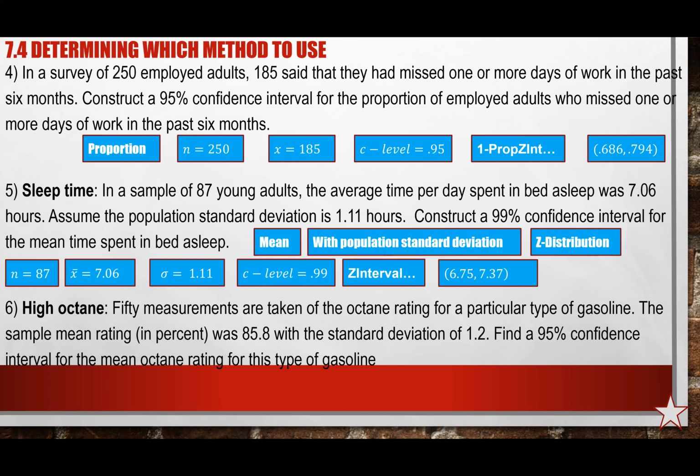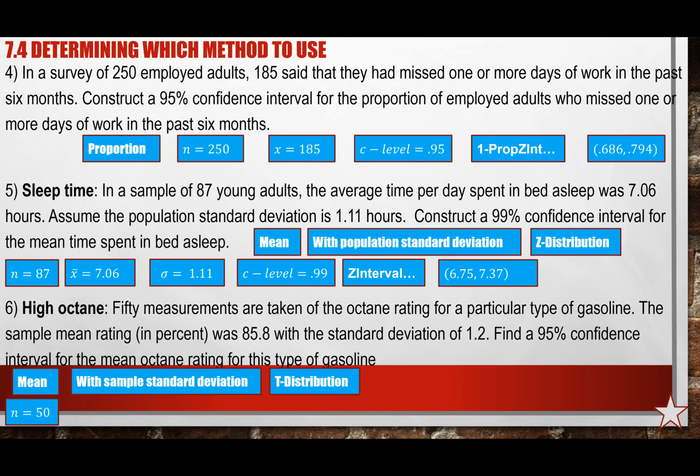And again, looking at number six, the octane problem, we know that they give us the mean, and with the standard deviation, or in this case, the sample standard deviation, we know that we're using the t-distribution.